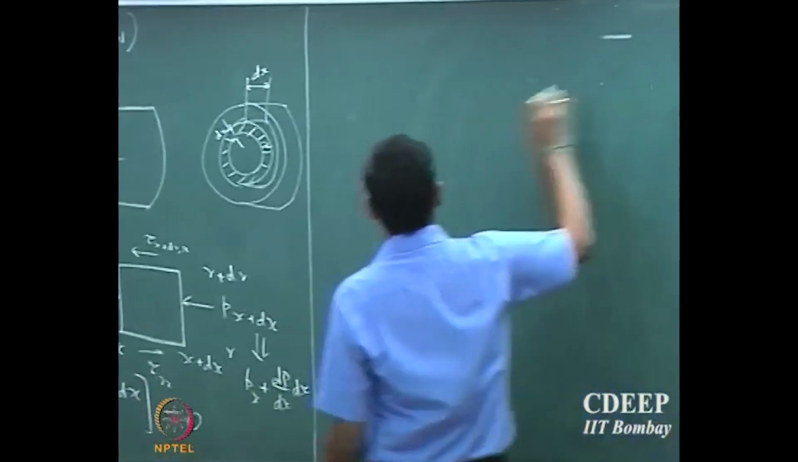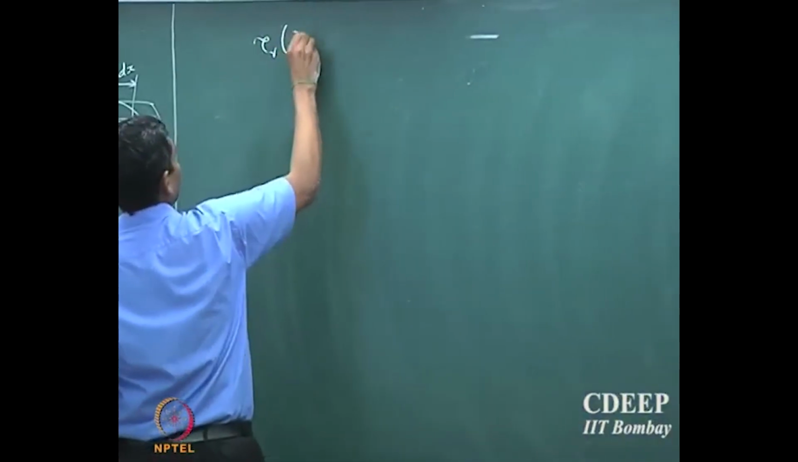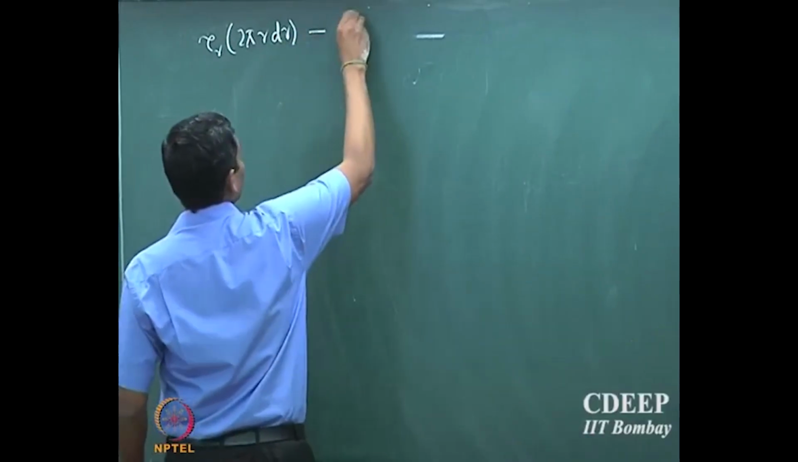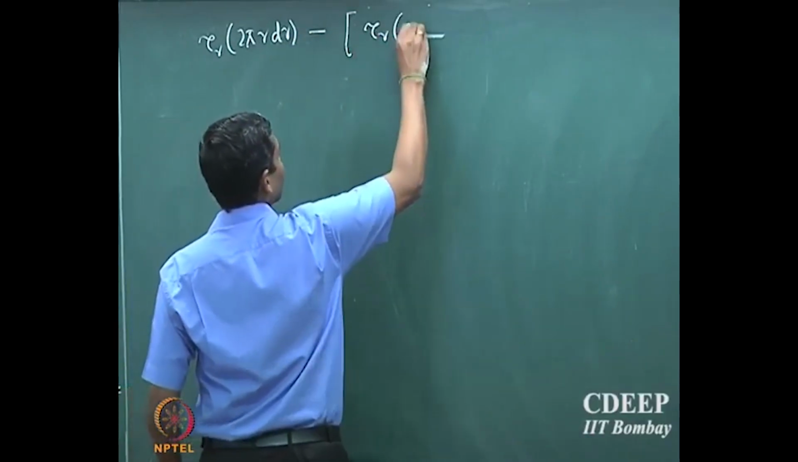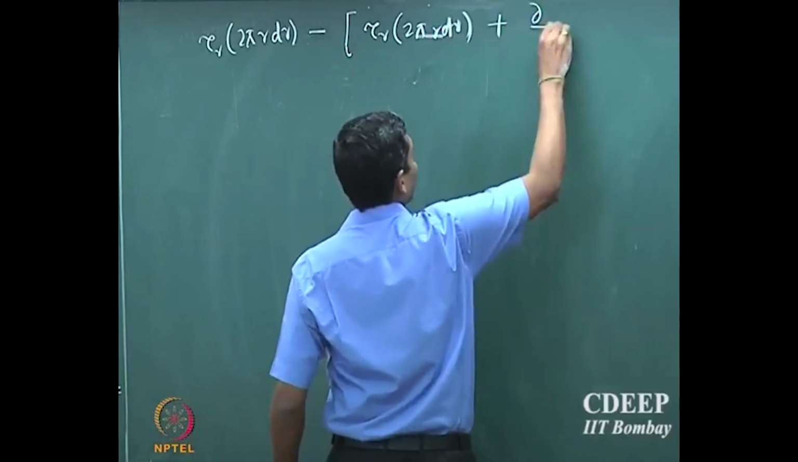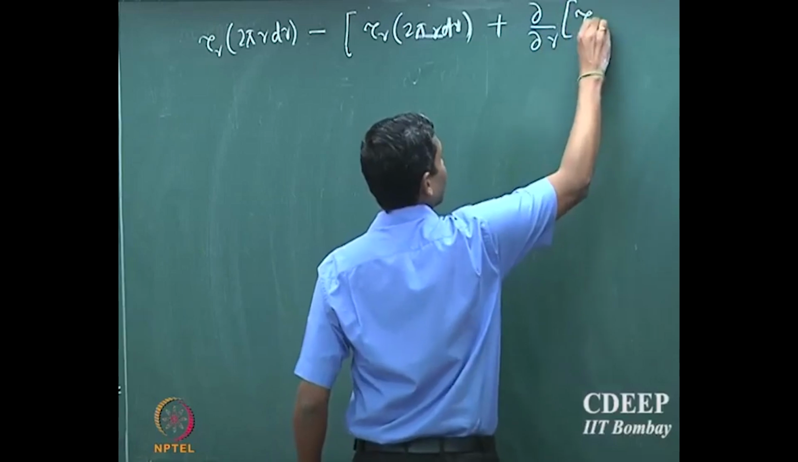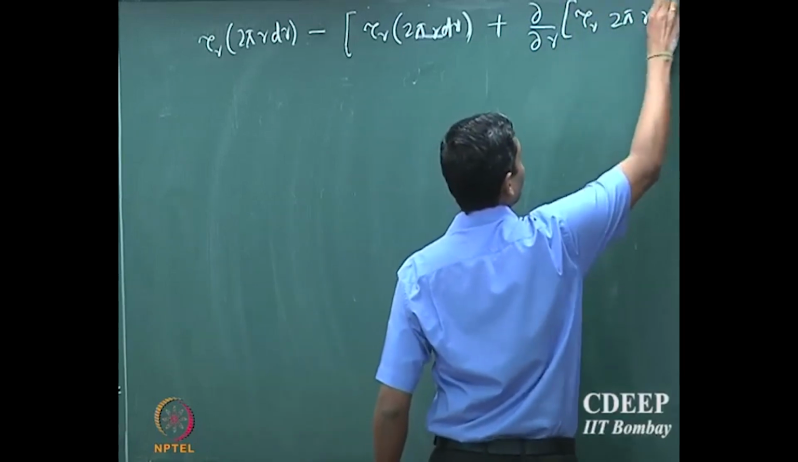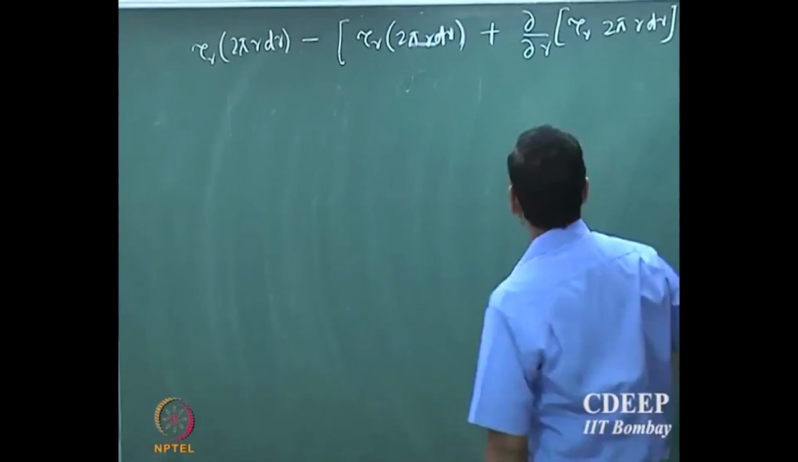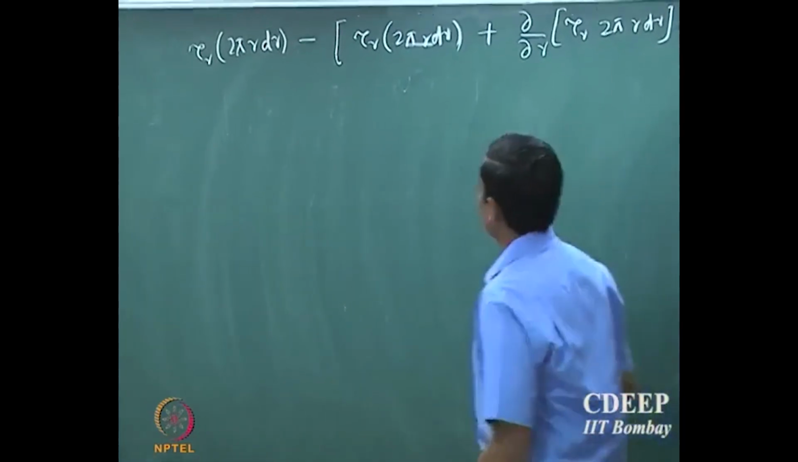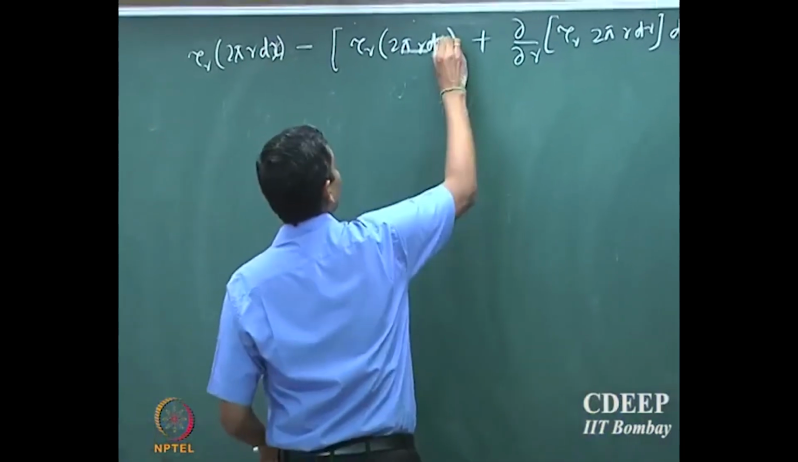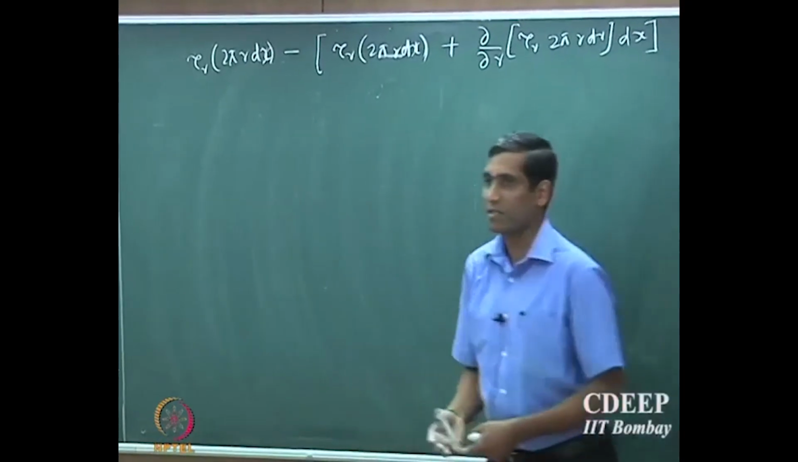Series, and I can write it as tau r. So I can rewrite the balance as minus tau r 2 pi r dr plus d by dr of tau r 2 pi r dr into dx. Did I get it right? Yeah. 2 pi r dx. Sorry. 2 pi r dx. Okay.